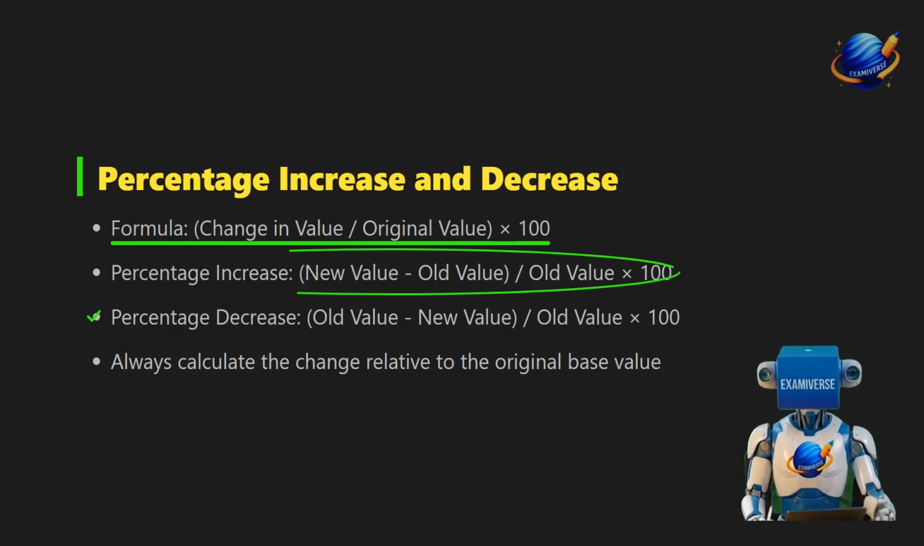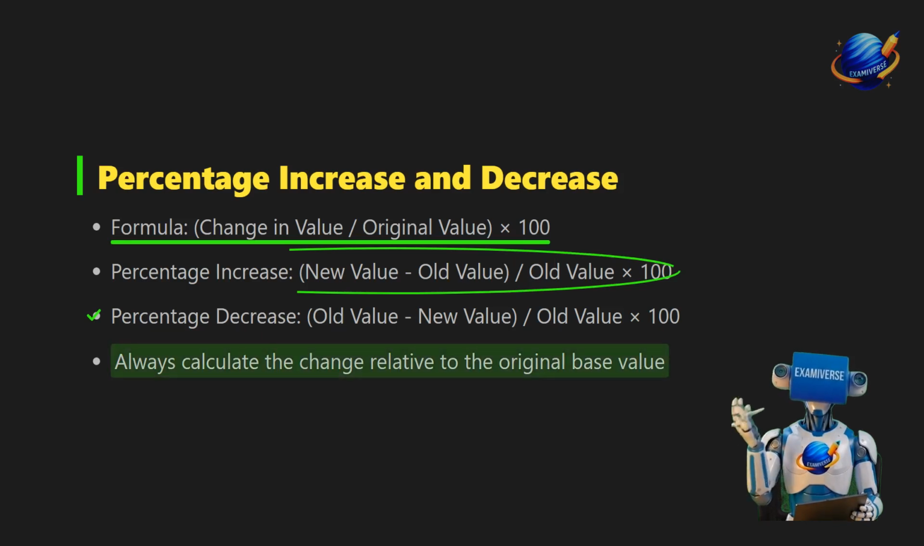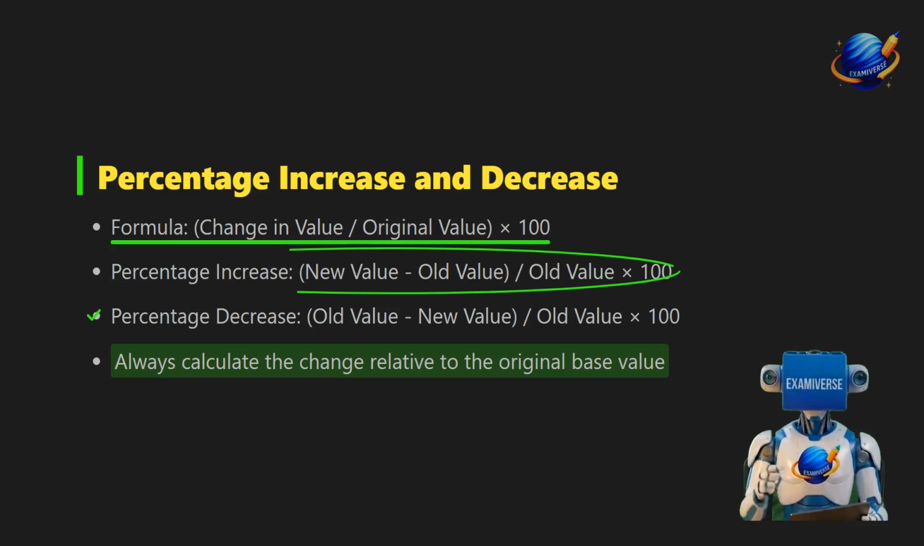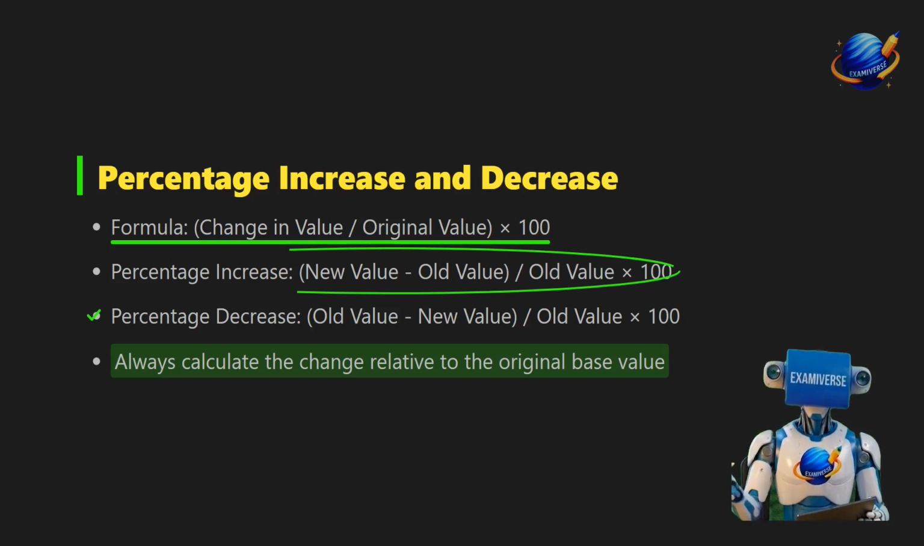You must remember one golden rule here: always calculate the change relative to the original base value. The most common mistake students make is dividing by the new value instead of the old one. Always ask yourself, what was the starting point? That starting point is your denominator.